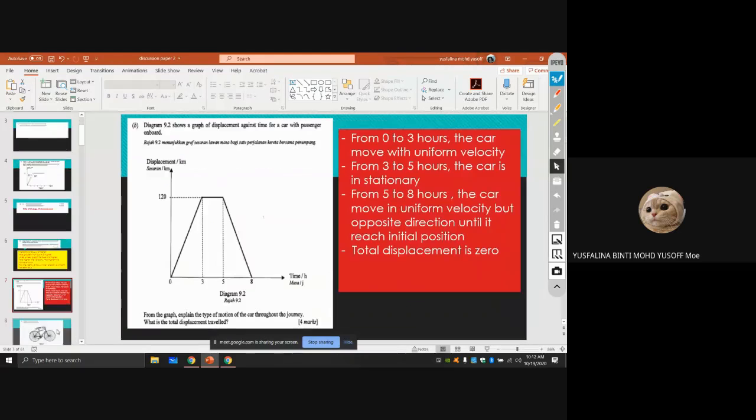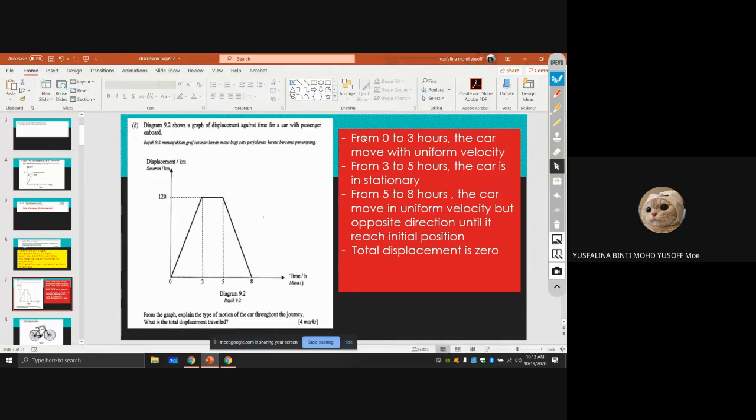And then the next one. Diagram 9.2 shows a graph of displacement against time for a car with a passenger on board. From the graph, explain the type of motion of the car throughout the journey and what is the total displacement traveled. So you have to describe the time.